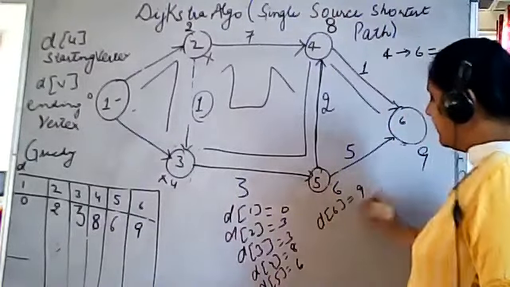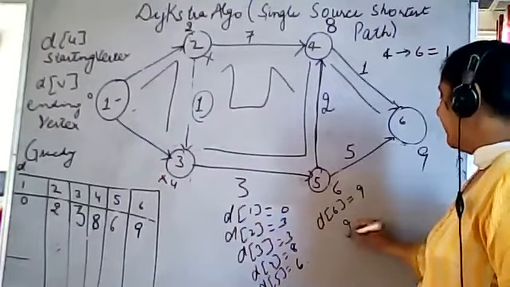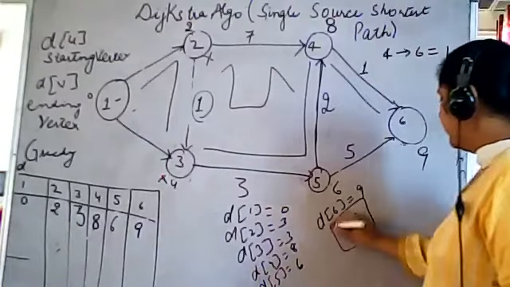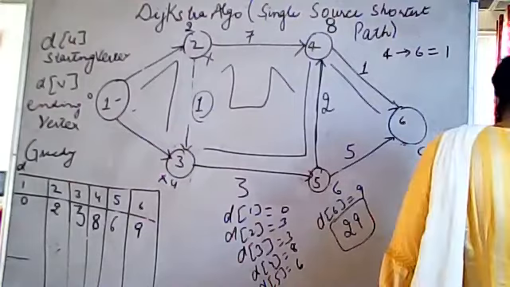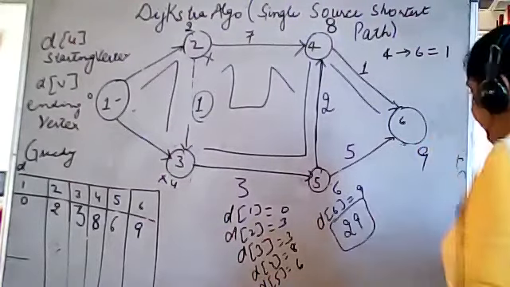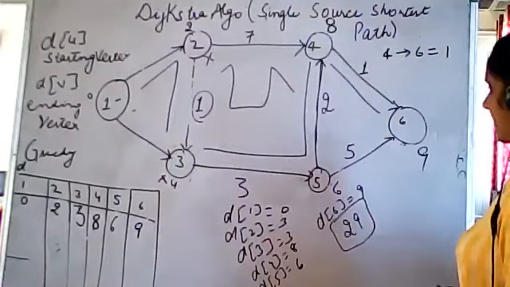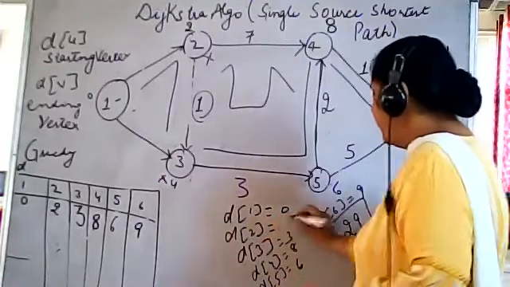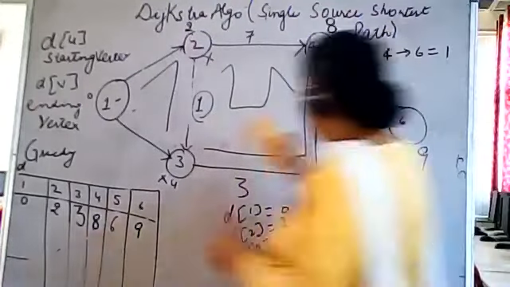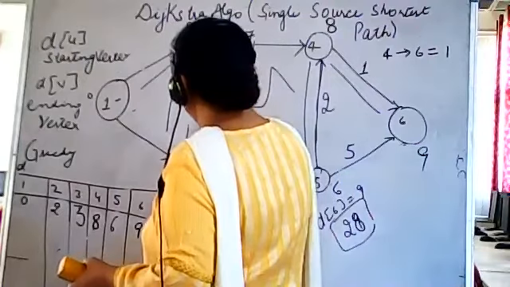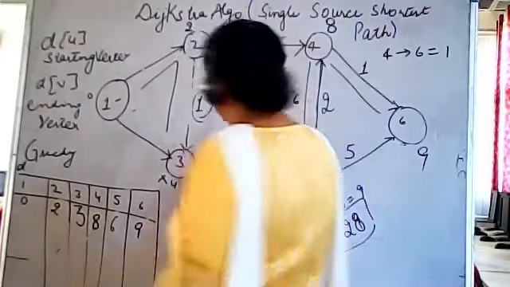So when you add up this, 3 plus 3 is 6, 6 plus 8 is 14, plus 6 is 20, 29 would be the answer. Okay. So what would be the answer for this graph? This would be 20. Just wait. No, okay. D1 is 0. Oh, I made a mistake. So 21 will be the shortest path, if I trace this 1 to 2, 2 to 3, 3 to 5, 5 to 4, and 4 to 6.